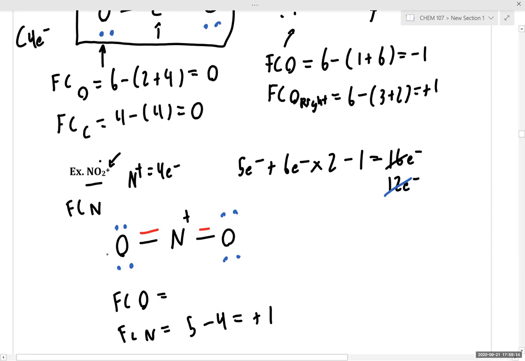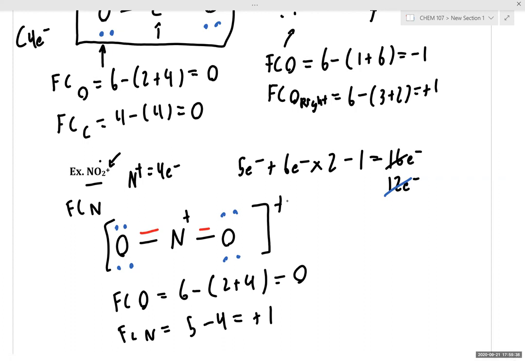Next, if we wanted to calculate the formal charge of our oxygen atoms, just to make sure, we have a group number of 6 minus 2 bonds and 4 lone pair electrons, and that gives us a formal charge of 0. So the structure that we've drawn closely mirrors the structure for carbon dioxide via analogy. And this structure, just like our structure for carbon dioxide, has minimized our formal charges as much as possible.